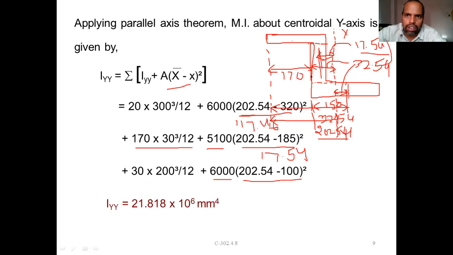Now let us see this one. From where to where do we need the distance? From here to its centroid. Its centroid lies at what distance? From here it is 100, but we need it from here. So this distance we have to calculate. If you can calculate this one, it will be 100 plus that distance. What is that distance? That's nothing but 32.54 minus 30, which is 2.54. We will get this as 2.54.